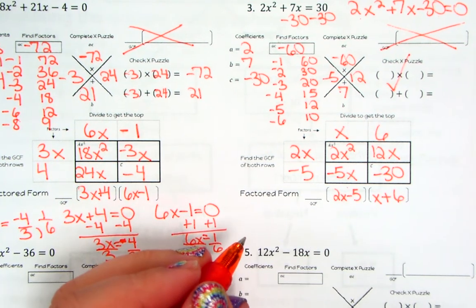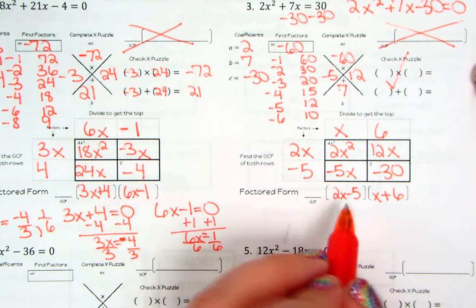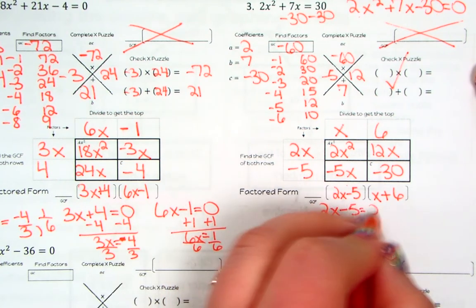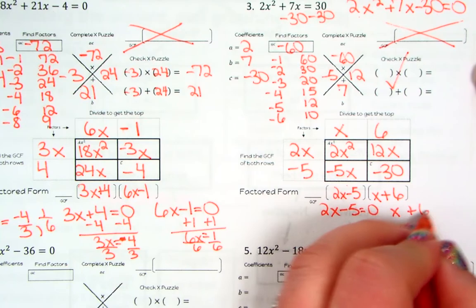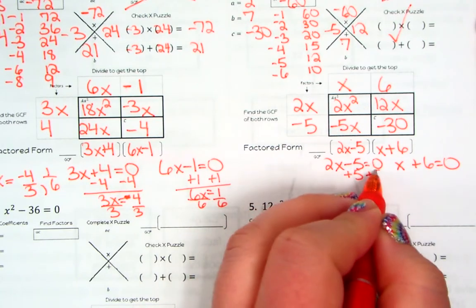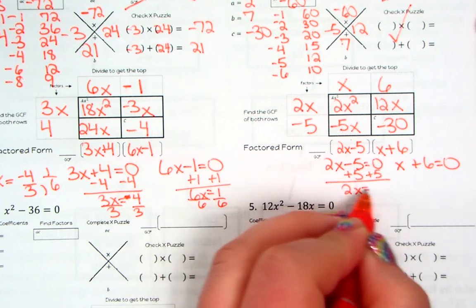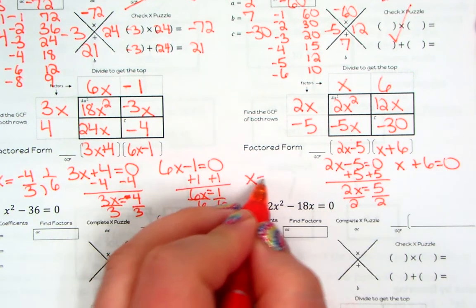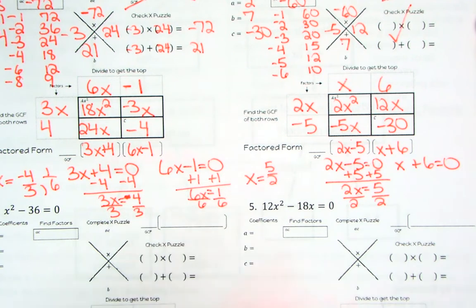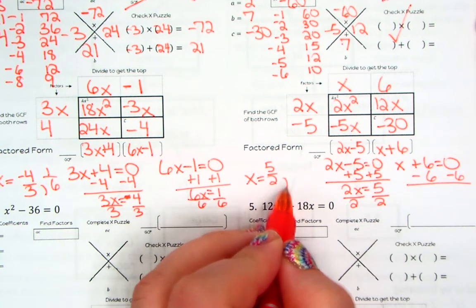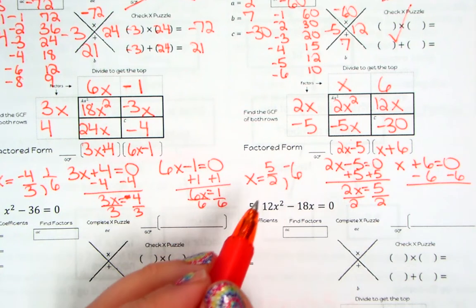That's my factoring answer. My solution comes from setting each of these equal to 0. 2x minus 5 equals 0. x plus 6 equals 0. So we'll solve this by adding 5 to both sides, and then divide by 2. So x is equal to 5 halves. And then subtract 6 from both sides, and we get that x could also be negative 6.